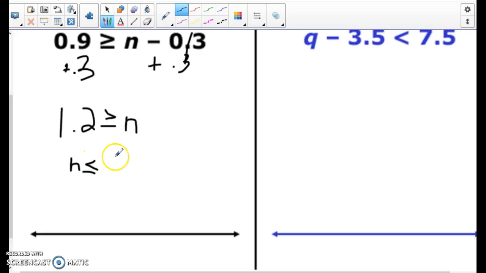So these two inequalities mean the same thing. So 1.2 is greater than or equal to n, or n is less than or equal to 1.2. So again, there's my 0. This time I'll put 3 numbers on there, just so I can kind of see where 1.2 is a little more accurately. So I'm going to put 0, 1, and 2. 1.2 is probably going to be about right there. I'm going to do a filled in circle, since it's equal to, and I want everything less than 1.2, so I'm going to go to the left and shade everything less than 1.2.